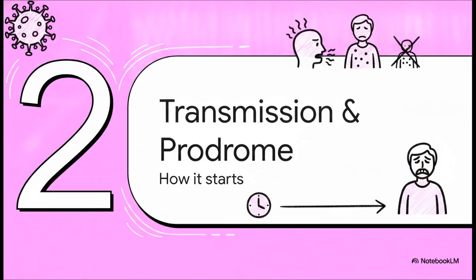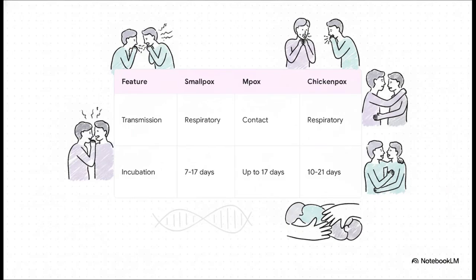Moving right along to Section 2, transmission and prodrome features. Basically, how it all starts. Okay, so chickenpox spreads like wildfire via respiratory routes, boasting a massive 90% attack rate with an incubation of 10 to 21 days. But the orthopoxviruses, they operate a bit differently.